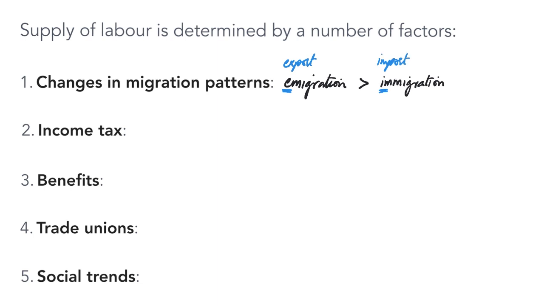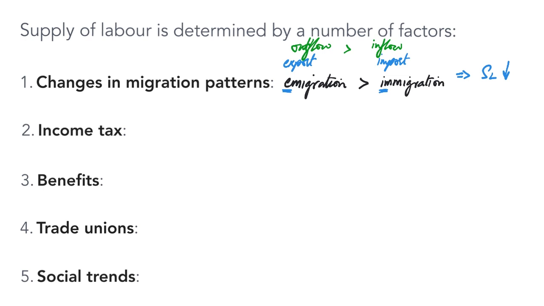ठीक हो गया. So, if the outflow is greater than the inflow, what's going to happen to the labor supply? Well, the supply for labor is going to go down, because more people are going out than coming in. For America, Australia, Canada, for these developed economies, they have more people coming into their country than going out. So for them, the supply for labor actually goes up rather than going down.